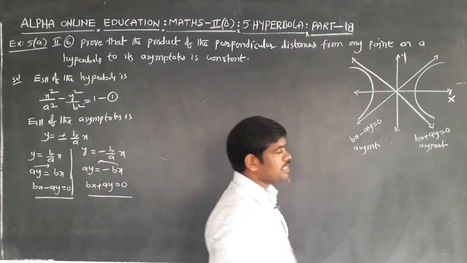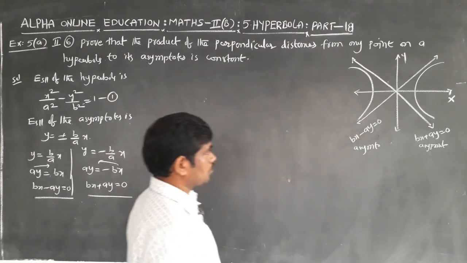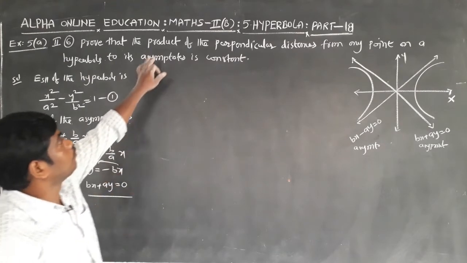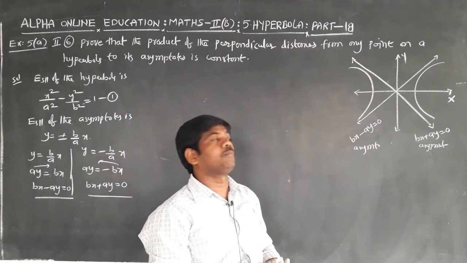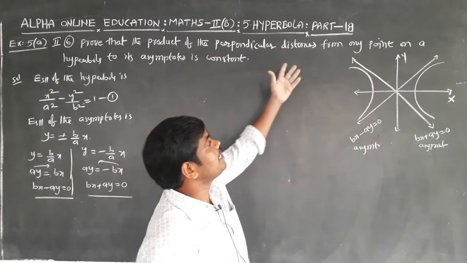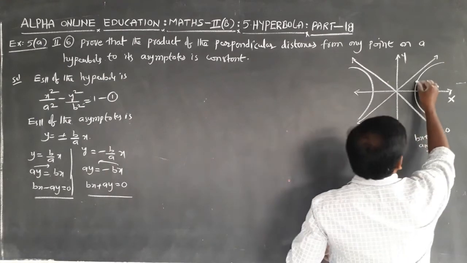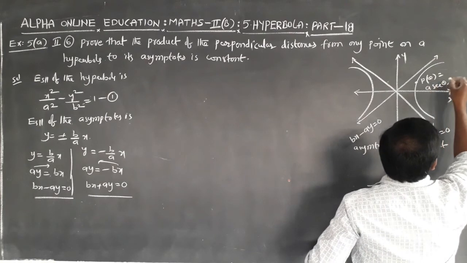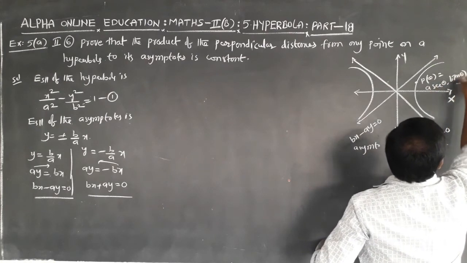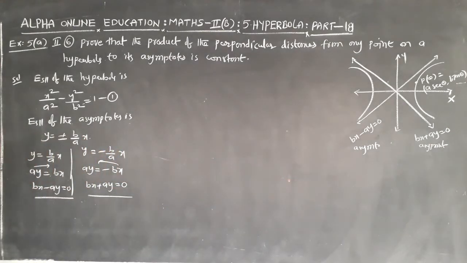The asymptotes are bx minus ay equal to 0 and bx plus ay equal to 0. Here we prove that the product of the perpendicular distances from any point on a hyperbola to its asymptotes is constant. Let P of theta equal to a secant theta comma b tan theta be any point on the hyperbola.